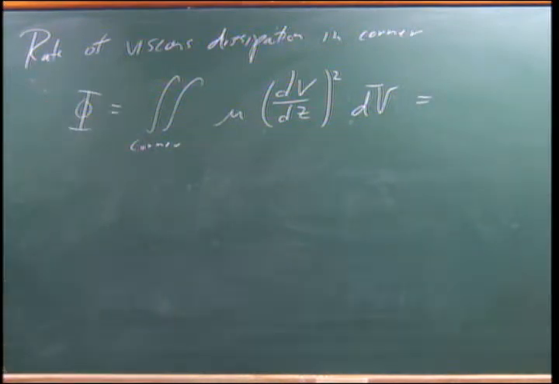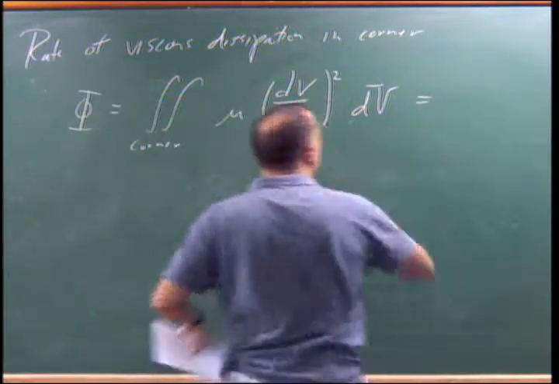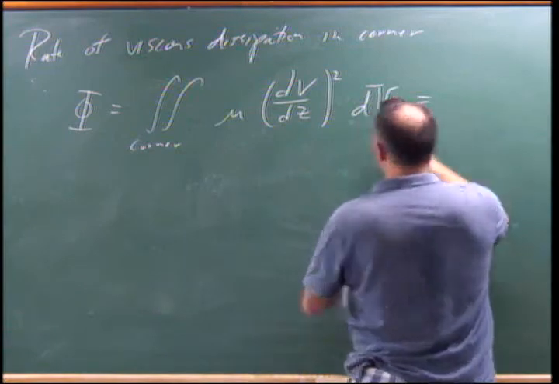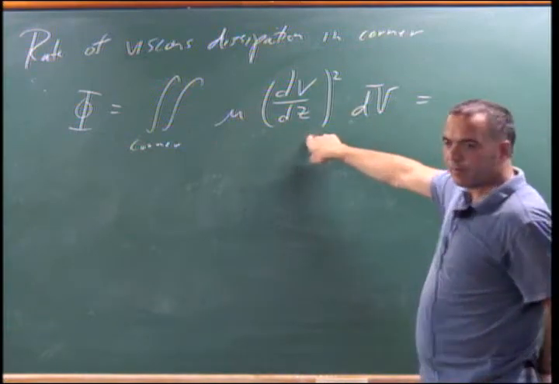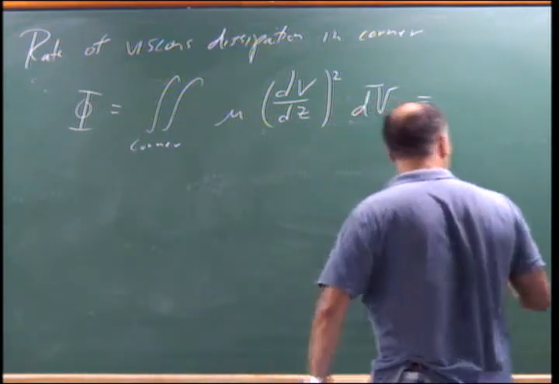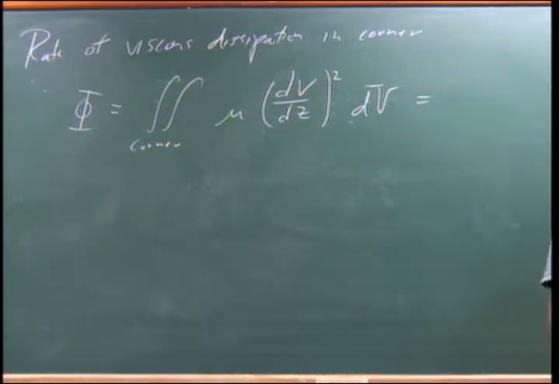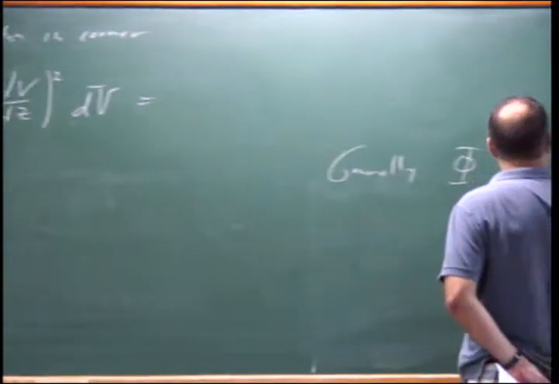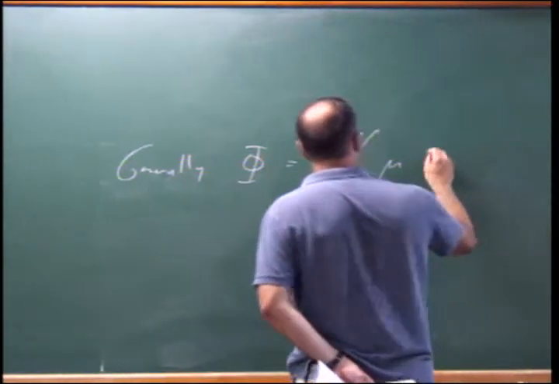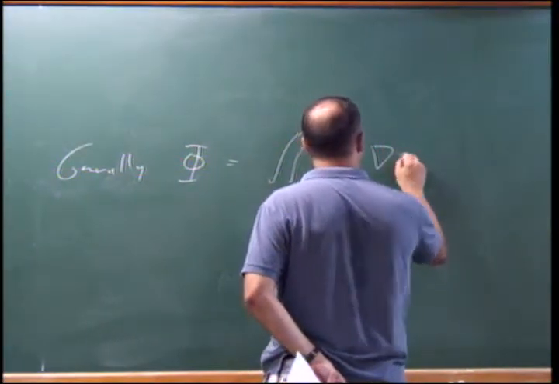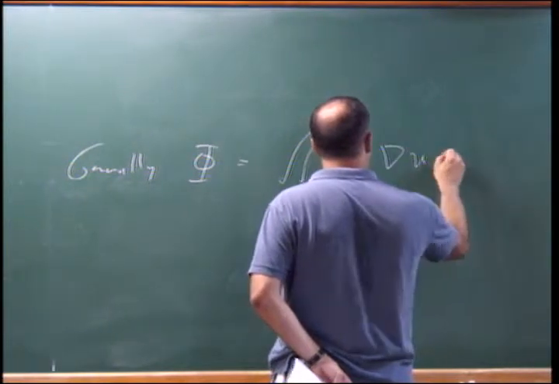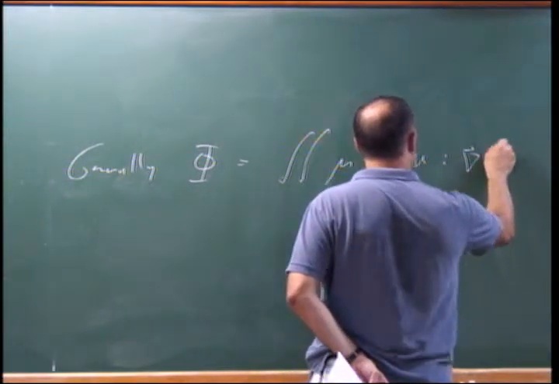So this is v, the velocity here, and so this is the rate of dissipation. So generally, dissipation within a fluid is mu grad u grad u. Okay.